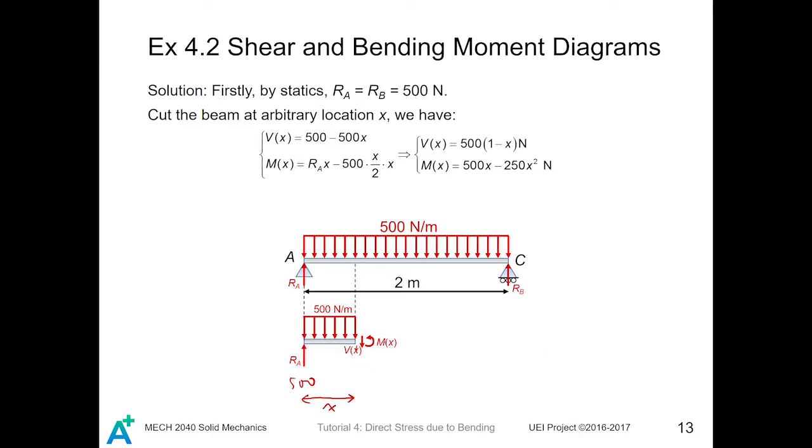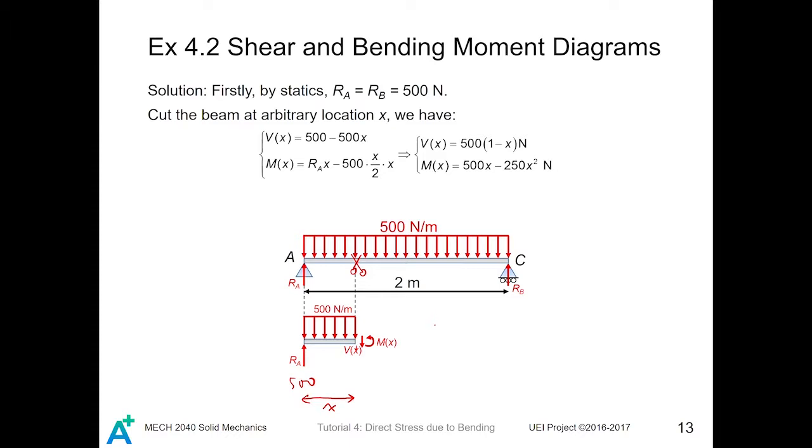Still recall our sign convention. You cut this section here and you have this left section and the right section, which is not drawn in this problem. For the left section, on its right hand side, the sign convention of shear force and moment is like this. For moment, you are bending it to smile, or for shear force, you are pointing downward. Then you can find the equation of shear force and moment in terms of x.